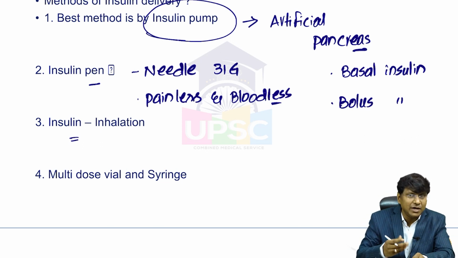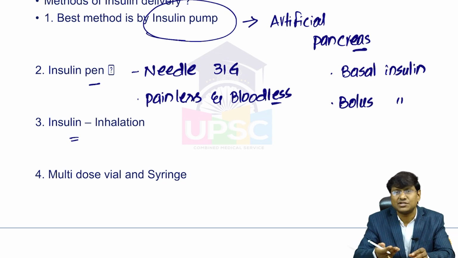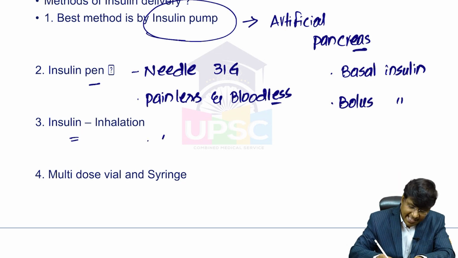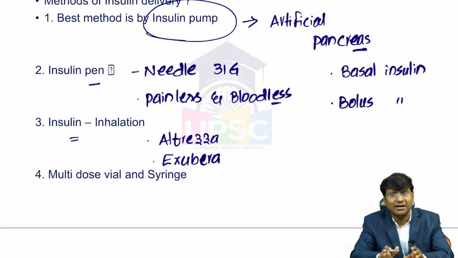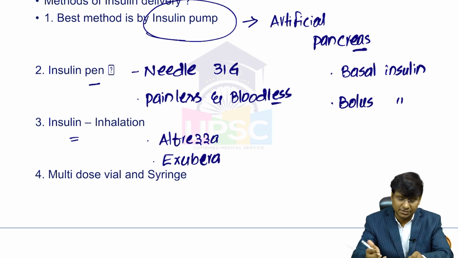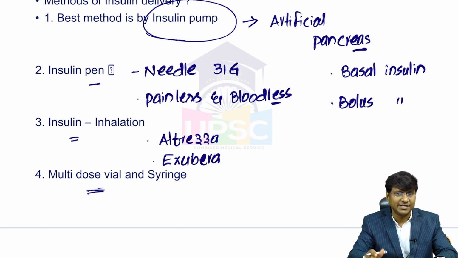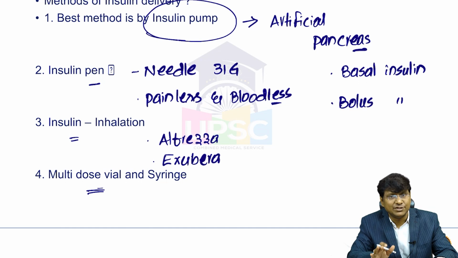And previously we were also using inhalation insulins, examples Afrezza and the other one is Exubera. But both of these insulins, Afrezza as well as Exubera, are outdated. They are not being used these days because of associated pulmonary adverse effects. Then we have the multi-dose vial and the syringe. So these are the methods of insulin delivery.